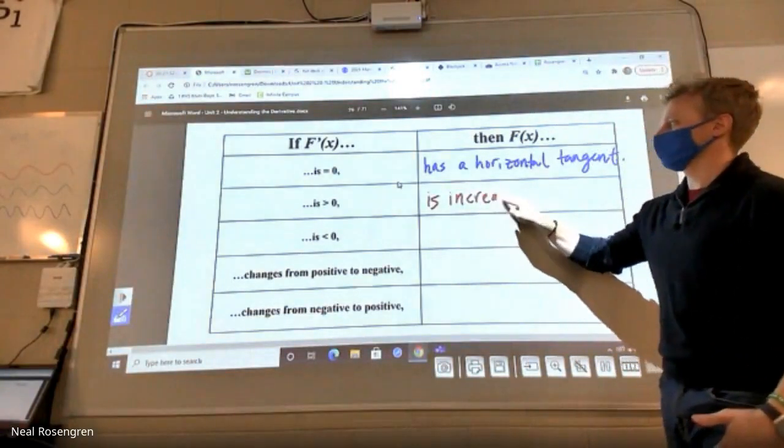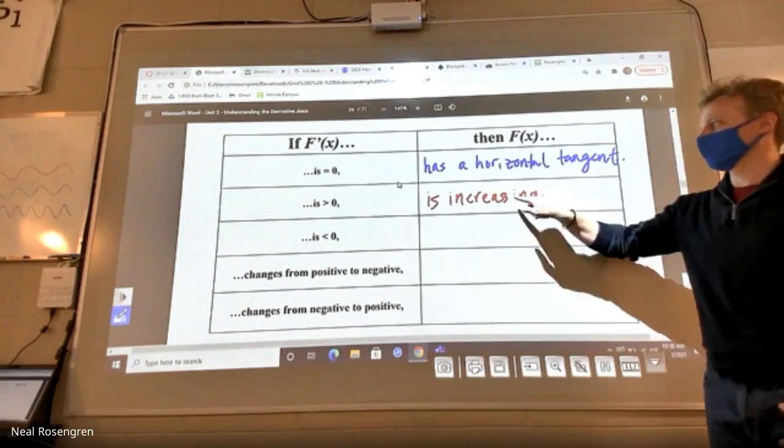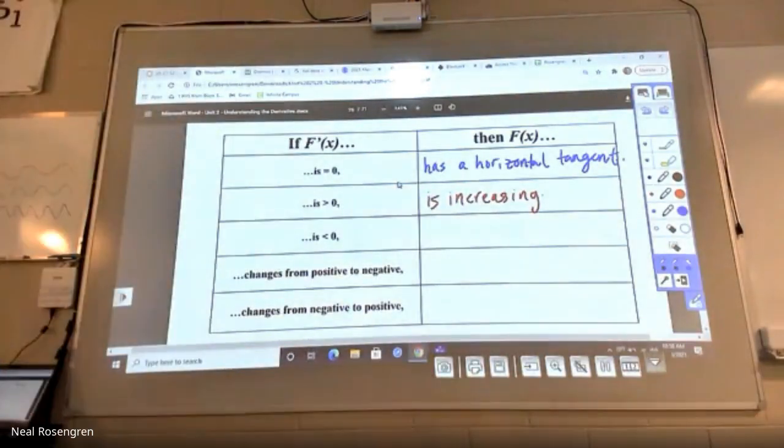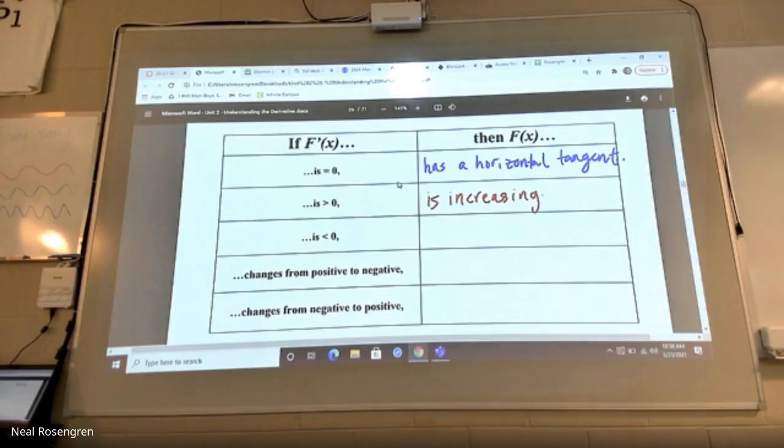Good. And f of x is increasing. And of course, we're always talking left to right. Graphs are always read from left to right. Beautiful. Okay, here's the easy one then. What if it's negative? Beautiful.